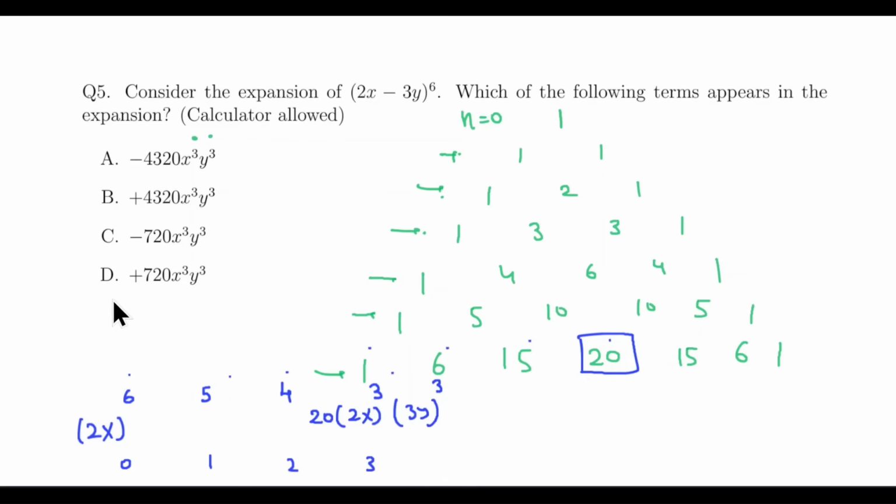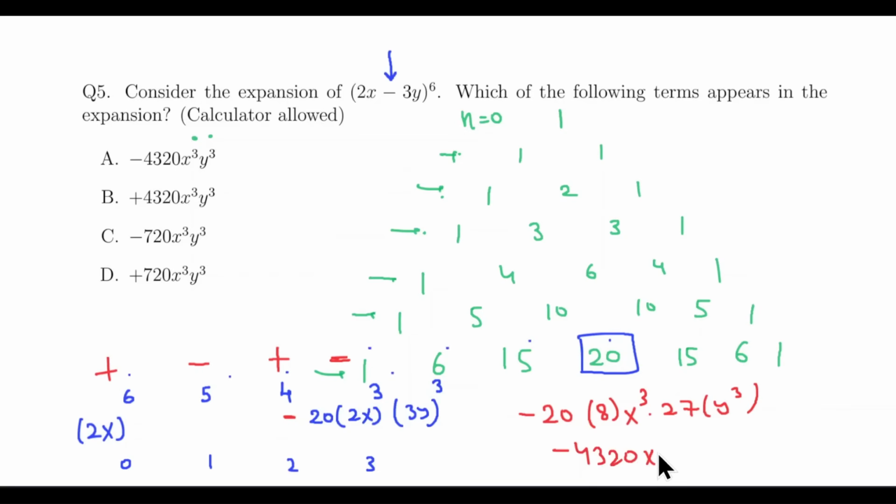And whenever the sign is negative, you toggle the sign. So you start with plus, minus, plus, minus. So it will be minus. So the expression will be negative 20, 2 cube is 8, x cube as it is, 3 cube is 27, y cube as it is, and I am going to pull out my calculator. 20 times 8 times 27, that is negative 4320, negative 4320 x cube y cube, which is comfortably sitting right in option A.